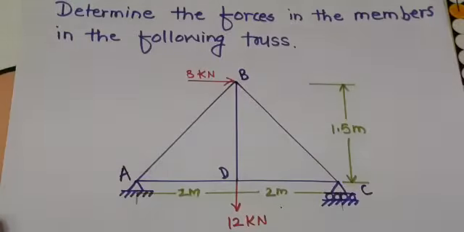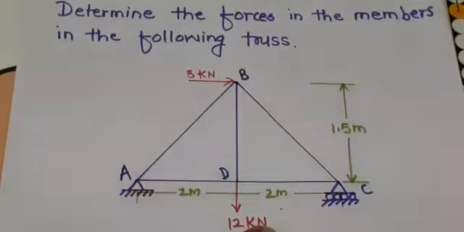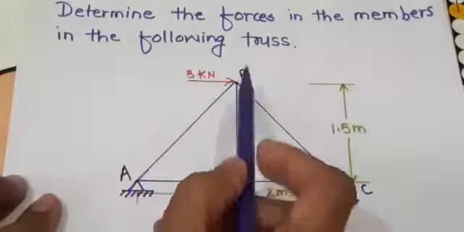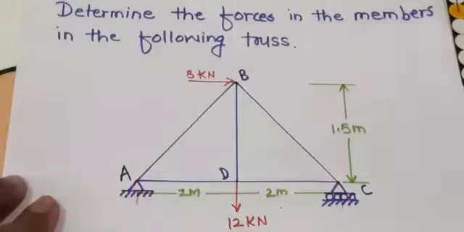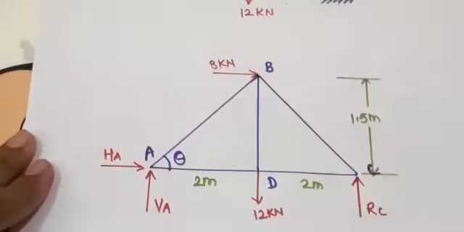Now the numerical is: determine the forces in the members of the following truss by using the method of joint. Here the given truss is ABC having span 4 meter and height 1.5 meter. There are two external forces, 8 kilonewton at B and 12 kilonewton at D.